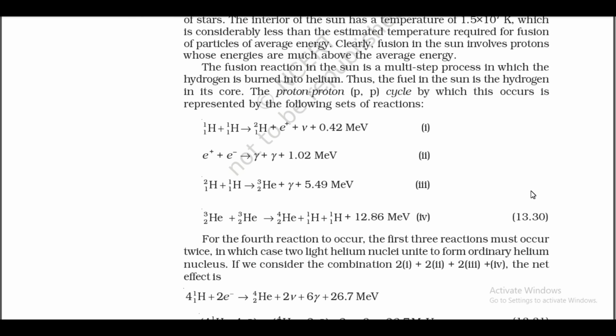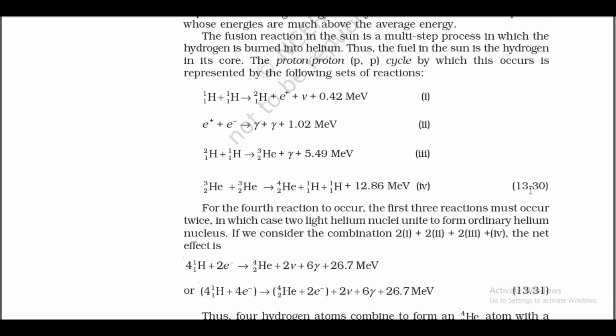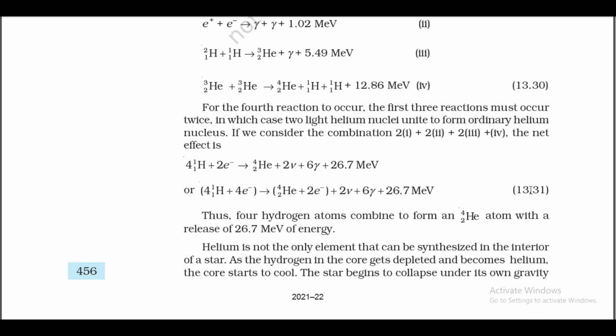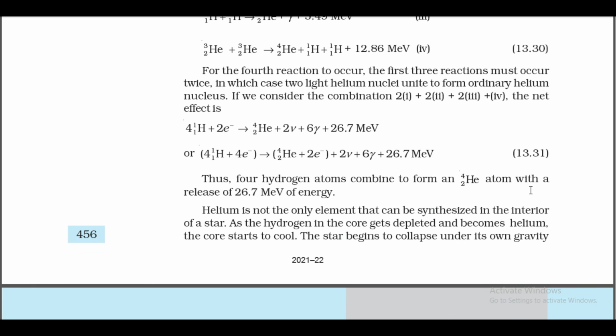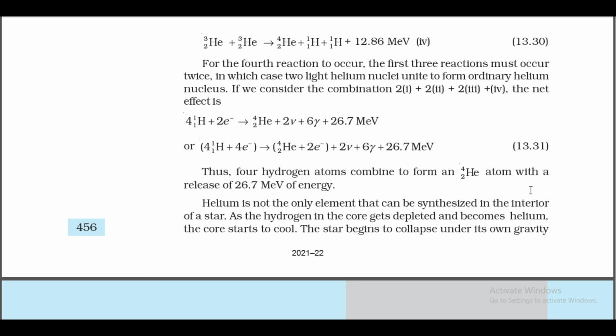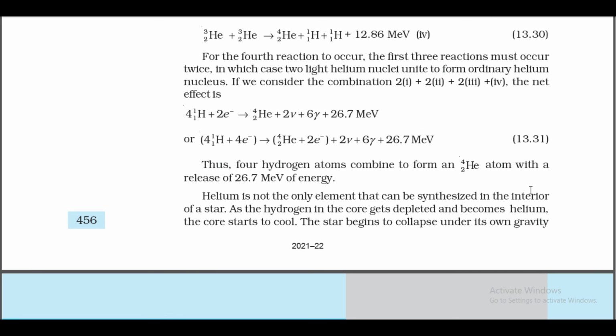The proton-proton (p-p) cycle by which this occurs is represented by the following sets of reactions. 1H1 plus 1H1 give rise to 1H2 plus e+ plus ν plus 0.42 MeV. e+ plus e- give rise to γ plus 1.02 MeV. 1H2 plus 1H1 give rise to 2He3 plus γ plus 5.49 MeV. 2He3 plus 2He3 give rise to 2He4 plus 1H1 plus 1H1 plus 12.86 MeV. For the fourth reaction to occur, the first three reactions must occur twice, in which case two light helium nuclei unite to form an ordinary helium nucleus.